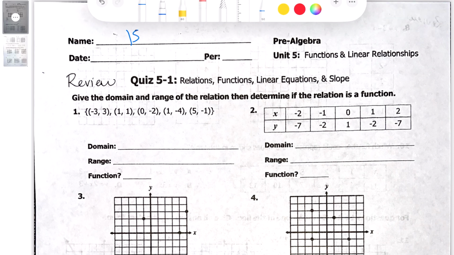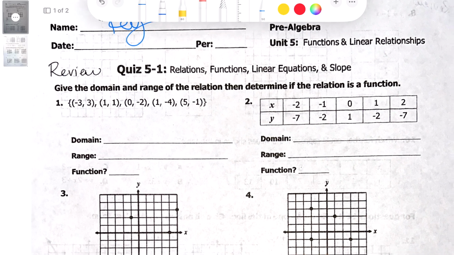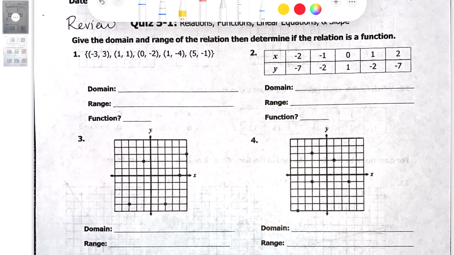I'll write key at the top here. All right, so we have 4 problems. I'll zoom out just for a second so you can kind of see. So all 4 of these problems are worth 3 points each on the test.